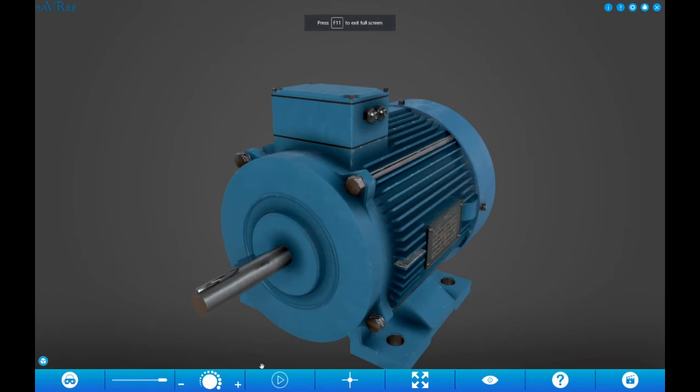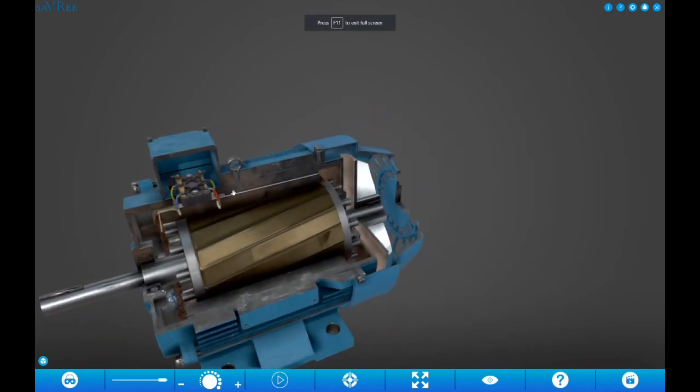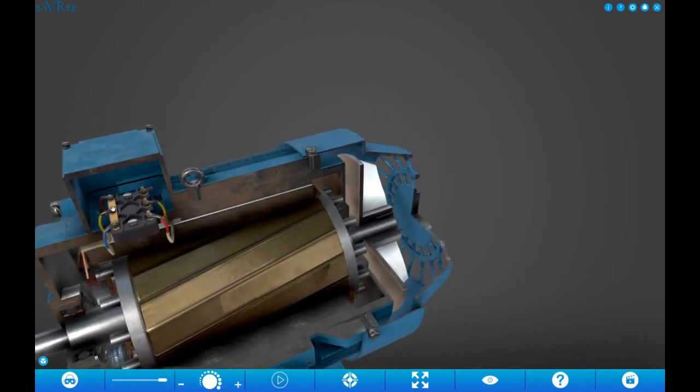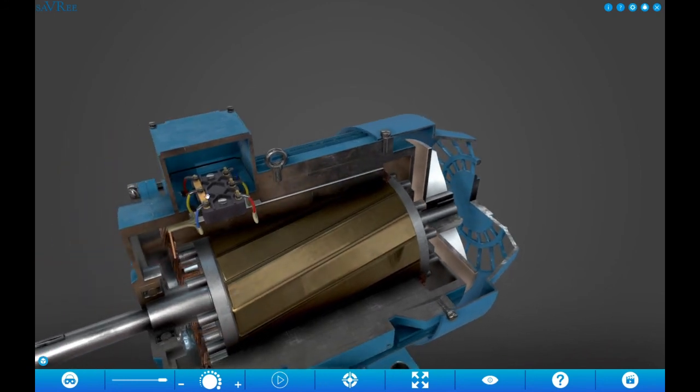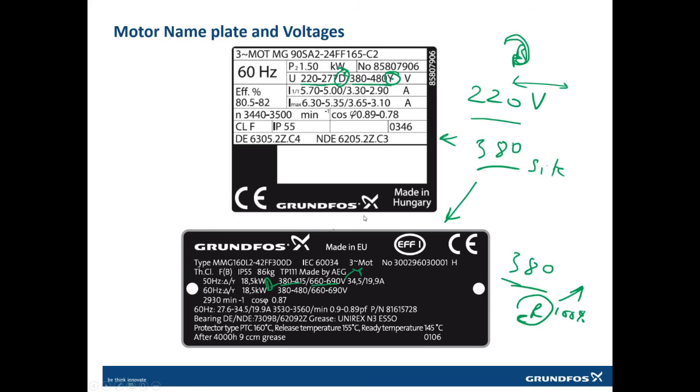Where is all of this happening? All of this is happening inside these 6 connectors, 1 2 3 4 5 6. If you connect it in delta, something will happen. If you connect it in star, something else will happen. Are you doing it manually? No, you are not doing it manually.